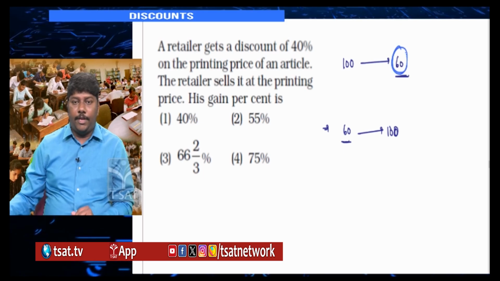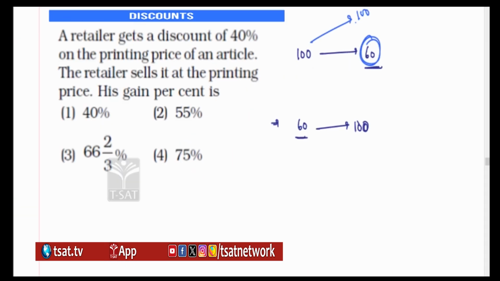He gets it for 60 only, but if you sell it for 100, your investment is only 60, but you are getting 100 rupees worth of goods. You are getting it for 60 only, but if you sell it for 100, what is your profit percentage is what it is asking. Profit is 40 upon 60, which is 2 by 3, which is 66.66%. 2 by 3 into 100 you have to do in order to convert it into percentage. I am doing it in fractions because everyone knows 2 by 3 is 66.66%.